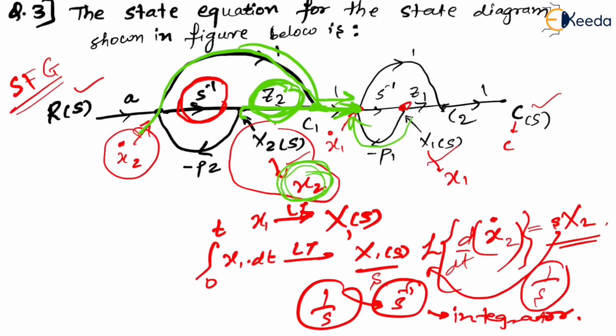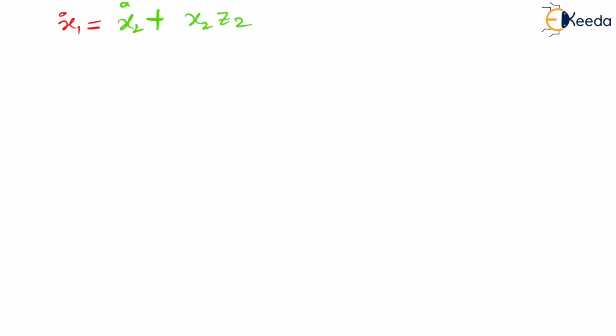And next is minus p1. Minus p1 is also coming, so x1 into minus p1 is also coming. So it is minus p1 into x1. Whatever are incoming to this node x1, that is what we are supposed to consider. So let me call this equation 1.